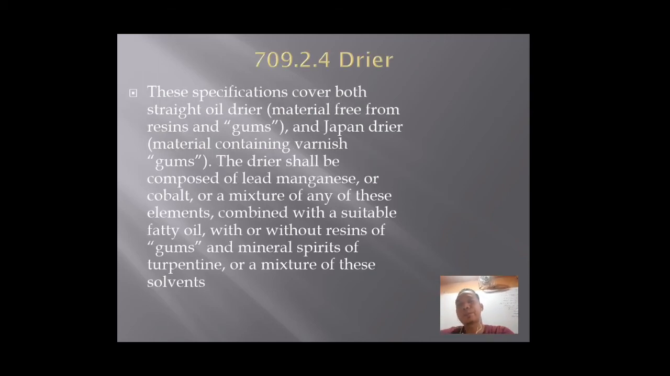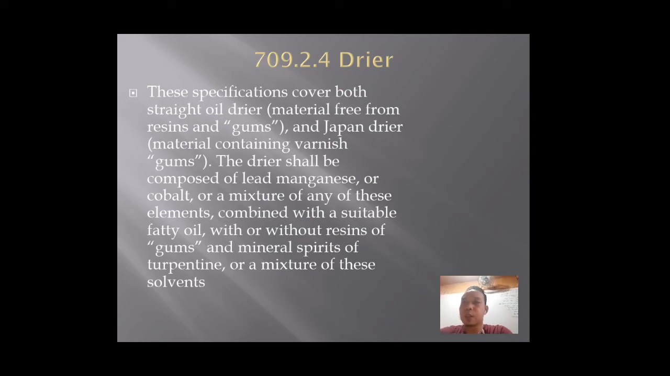Now, sub-item 709.2.4 about dryer. This specification covers both straight oil dryer materials free from resins and gums, and Japan dryer material containing varnish gums.